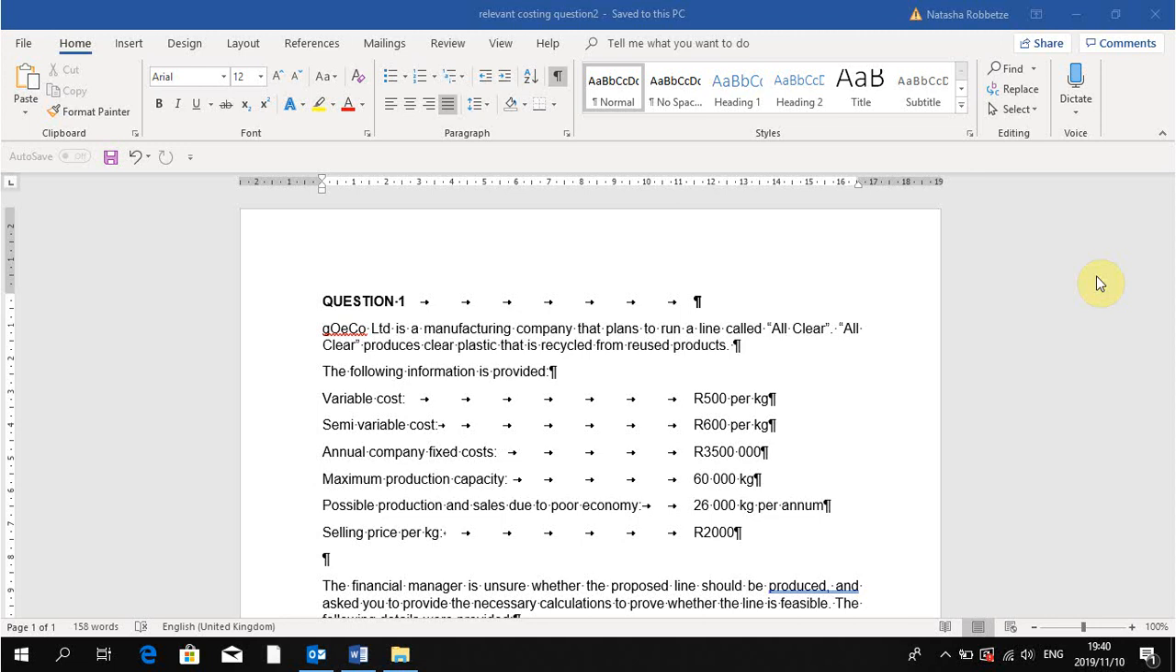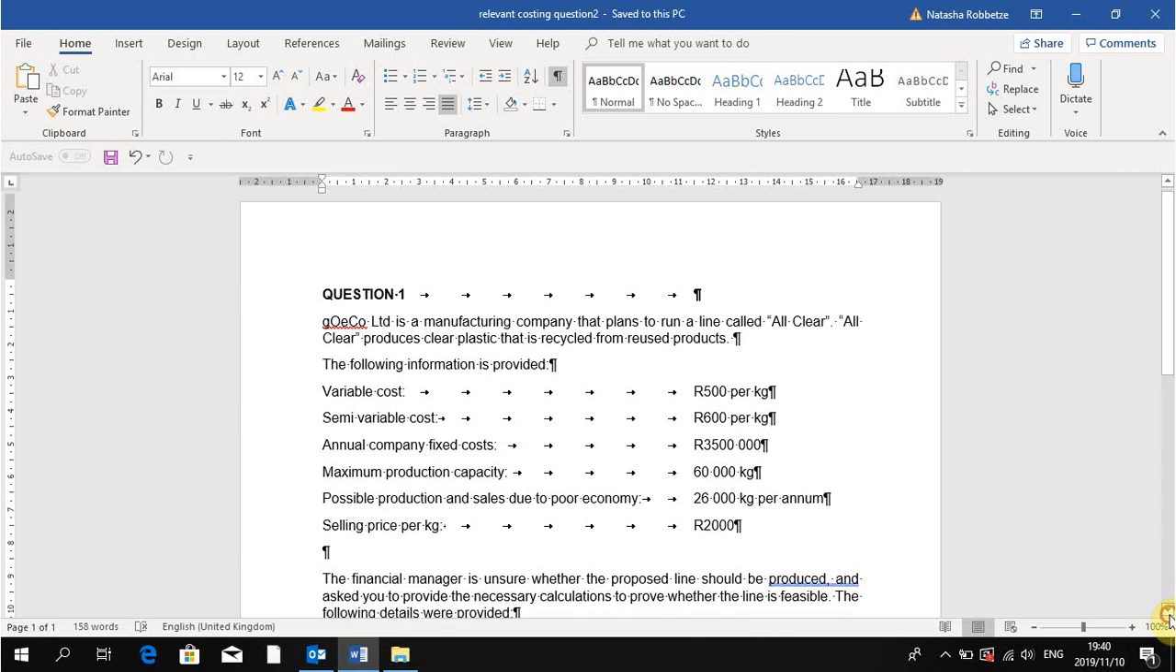So they tell you that the variable cost is 500 Rand per kilogram. The semi-variable cost is 600 Rand per kilogram. The annual fixed cost is 3.5 million. The maximum capacity that they can produce in the line is 60,000 kilograms. The possible production and sales due to poor economic performance is 26,000 kilograms per annum, and then the selling price per kilogram is 2,000 Rand.